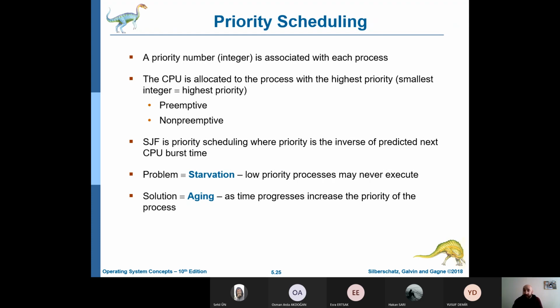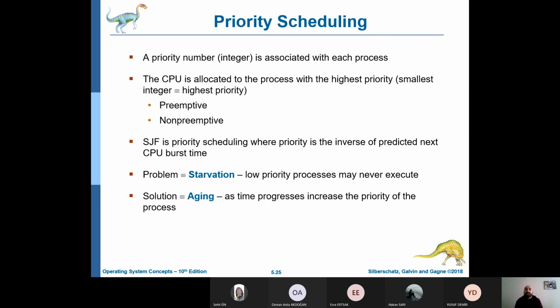Okay, let's continue with priority scheduling. Actually, the shortest job first algorithm is a special case of the general priority scheduling algorithm. A priority is associated with each process and the CPU is allocated to the process with the highest priority. Equal priority processes are scheduled in first-come, first-served order. A shortest job first algorithm is simply a priority algorithm where the priority is the inverse of the next CPU burst. The larger the CPU burst, the lower the priority, and vice versa.